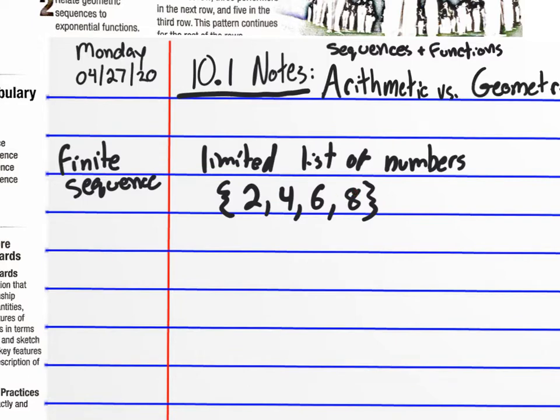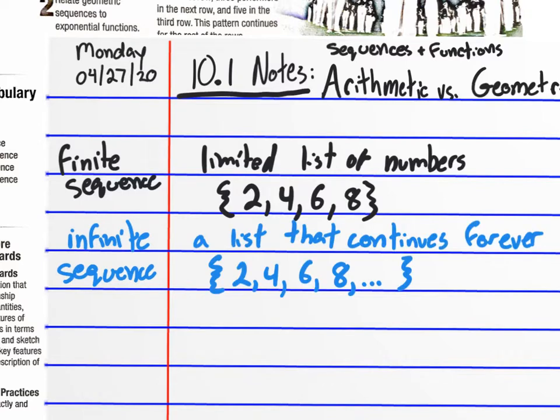Now, when we compare that to infinite sequences, that would be a list that continues on forever, and you know that with the symbols ... So again, here's an example of it. Same thing, 2, 4, 6, 8, but this ... means that it continues forever. So the next number would be what? 10, and then 12, and then 14, and then 16, and it continues forever.